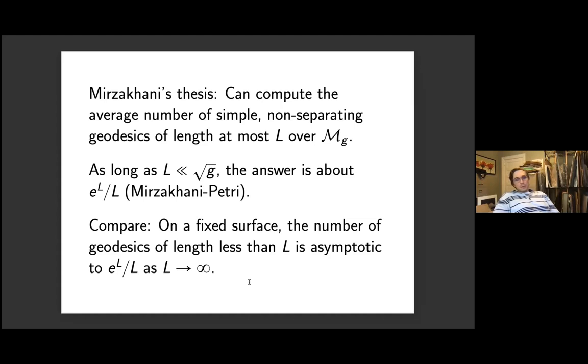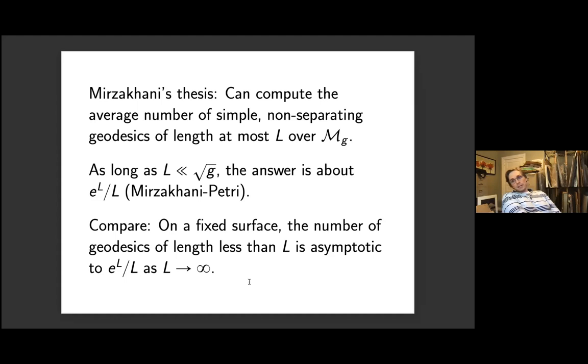So this is a very famous result that's true in many contexts. There's about e to the L over L many geodesics on a fixed surface as the length goes to infinity. This is an asymptotic result. And since it's an asymptotic result, it a priori doesn't tell you anything about finite L, let alone some particular L, like L equals square root G. But still, you might naively use it as a baseline sort of expectation.